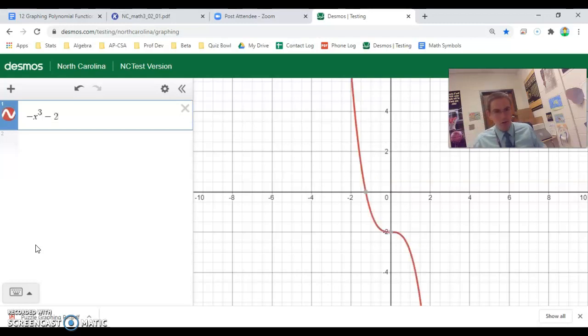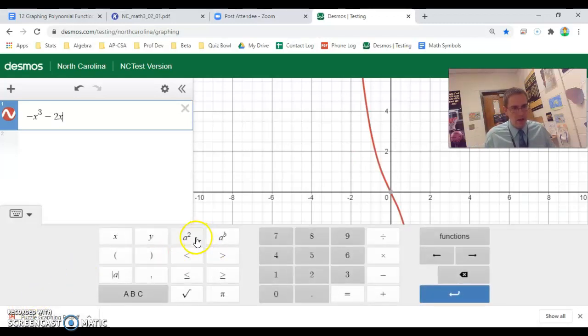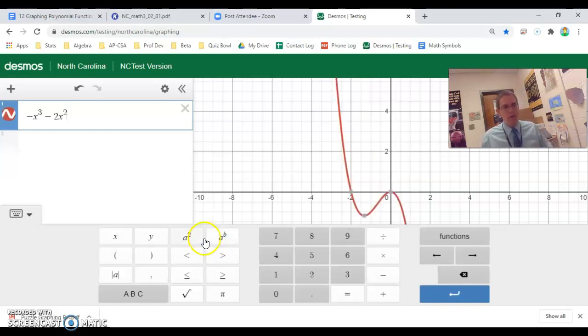So minus 2x, and then to get an exponent, I can also show the keypad, and I can get an x squared there, or if I want any exponent, I can click that and just type in the 2 manually. So I've got the shortcut for x squared, or to get a cube or a different exponent, I can use that button there, or Shift and my 6 key. Then I'm going to finish typing negative 3x plus 4.